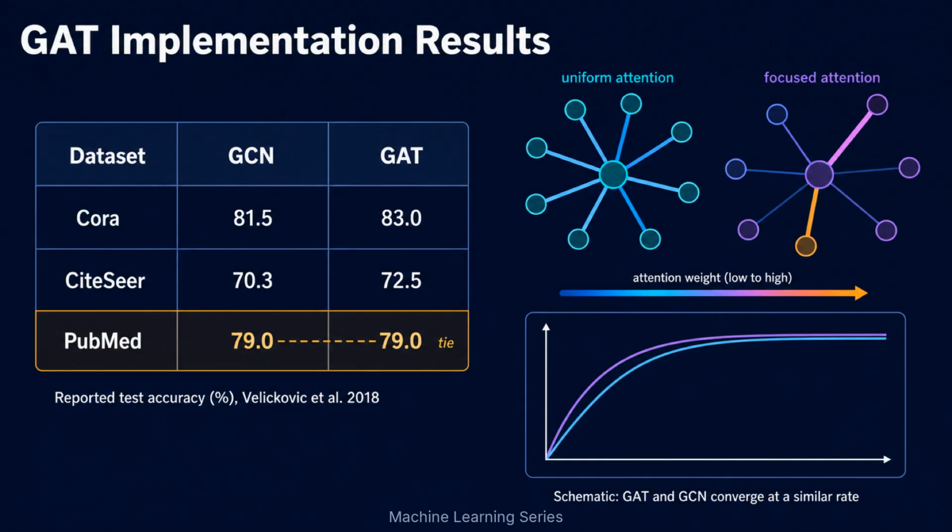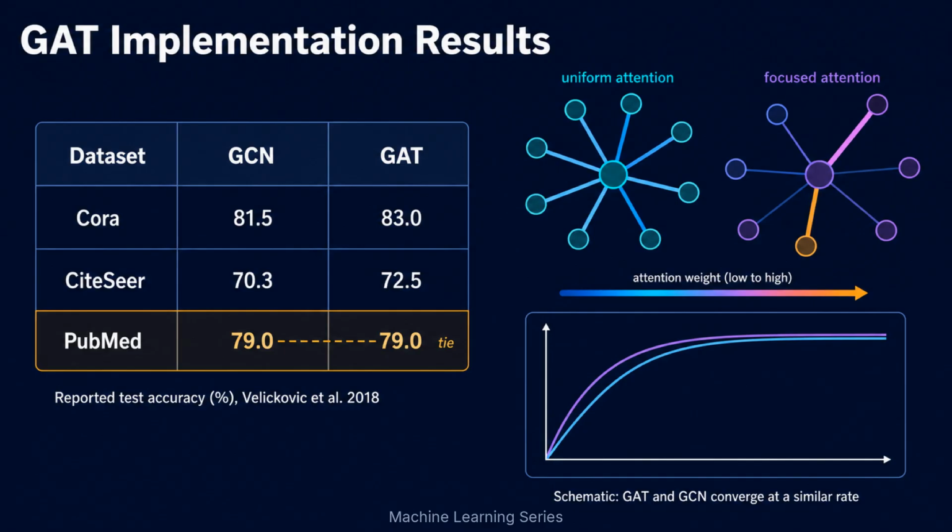Visualizing learned attention reveals interesting patterns. For some nodes, attention is nearly uniform across neighbors, suggesting all connections are equally valuable. For others, attention concentrates on 1 or 2 key neighbors. This adaptive behavior is exactly what we wanted. The model automatically determines when equal aggregation is appropriate and when focused attention helps. Training converges at a rate similar to GCN, with the attention weights settling into a stable pattern well before training ends.